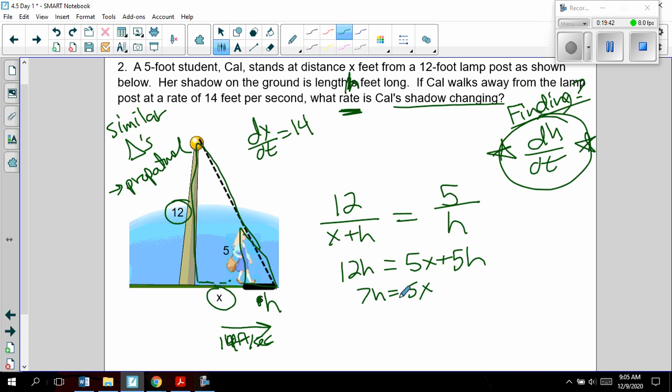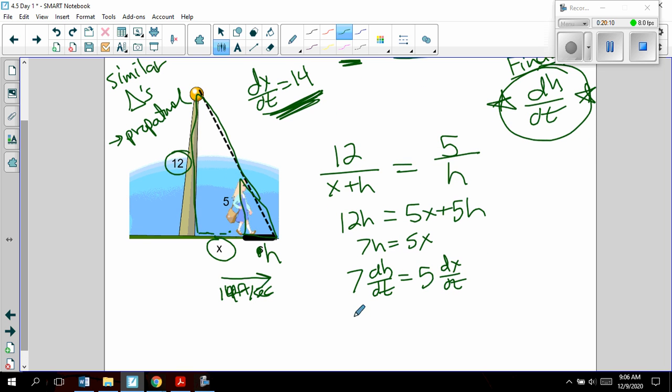All right, now I can take my derivative because I want a dh in there. So derivative of 7h would be 7, and then derivative of h is dh dt. 5's derivative is 5. X's derivative is dx dt. Now I'm looking for dH dt, so it's good I got one. But I also have this dx dt. Well, because I was thorough to begin with, I know that that's 14. It's written there for me. So I'm going to divide my 7 over. So I have dH dt is 5 times 14 over 7. 14 over 7 is 2, so this thing is just 10.